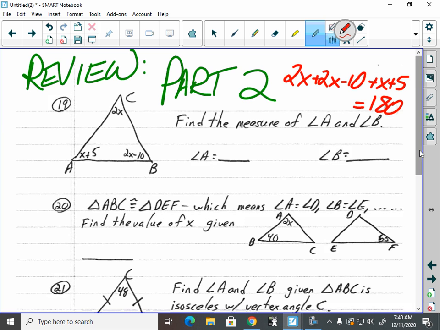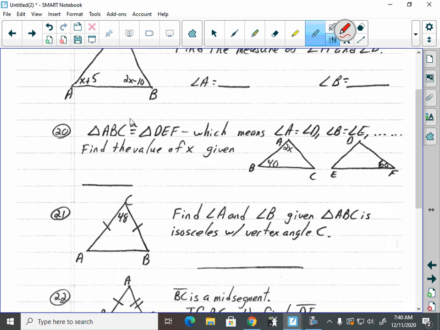That's easy. Okay, if the triangles are congruent, that just means they're the same or identical, which means that D is the same as A, so this guy is the same as that guy. B and E are congruent, and then C and F are congruent.